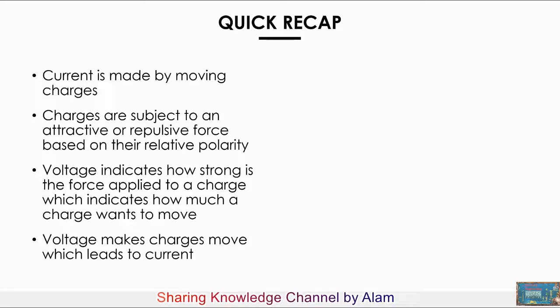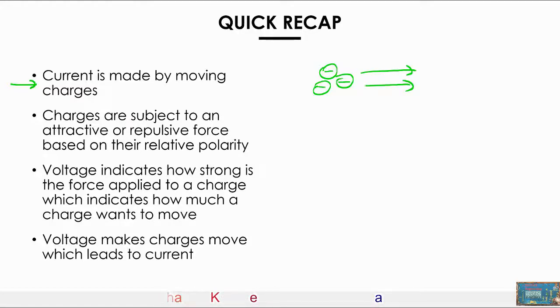In the previous section, we learned that a current is made by moving charges. In the case of an electrical circuit, we have electrons that move. So we have some amount of negative charge that somehow is on the move, and that generates electric current.